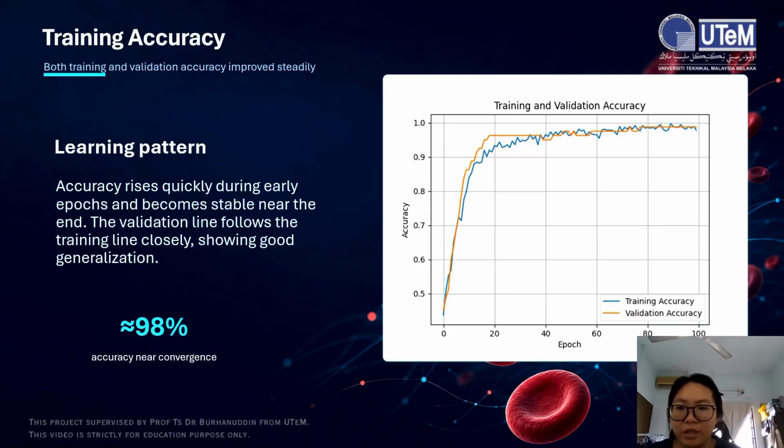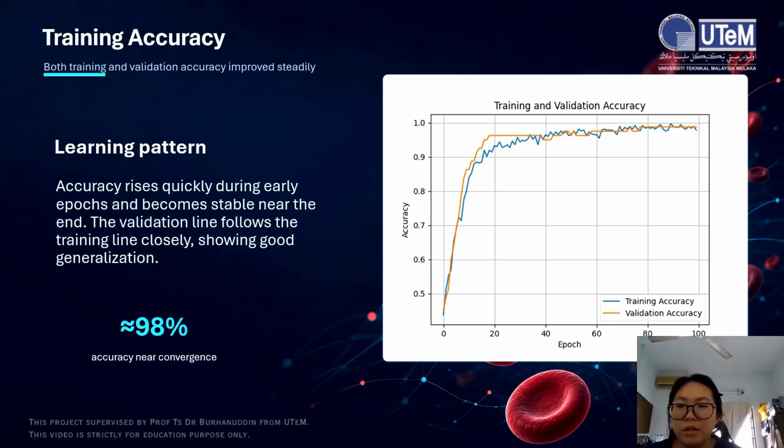At the beginning of the training process, the accuracy is relatively low, around 45%. This is because the neural network has not yet learned the relationship between the input features and the target output. As training continues, we can observe that both accuracy curves increase rapidly during the first 20 epochs. This indicates that the model is successfully learning important patterns from the dataset. The input features used in this project are gender, hemoglobin, MCH, MCHC, and MCV. During training, the ANN continuously adjusts its weights through backpropagation to improve its predictions.